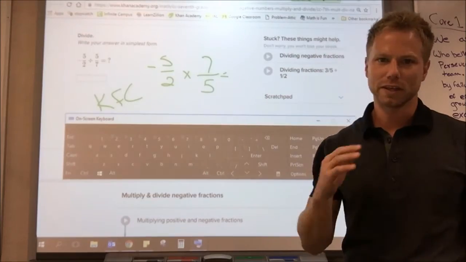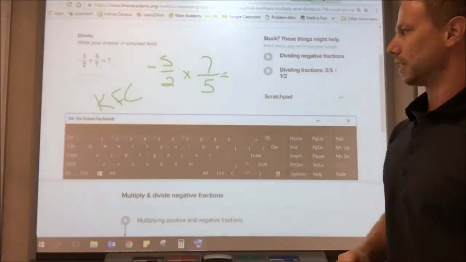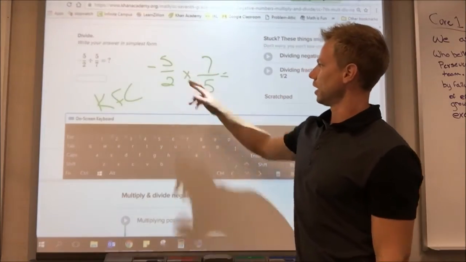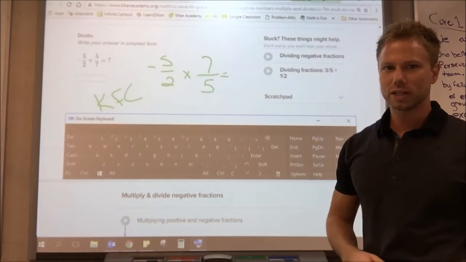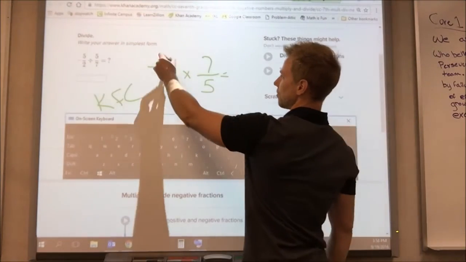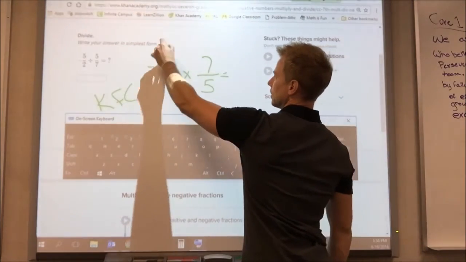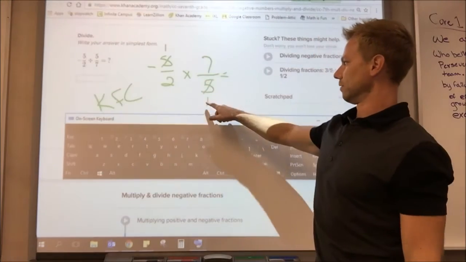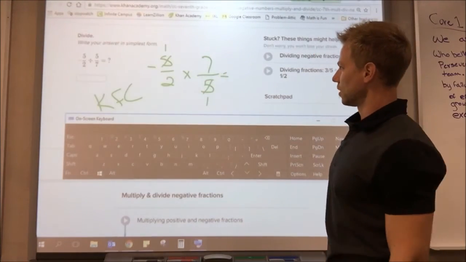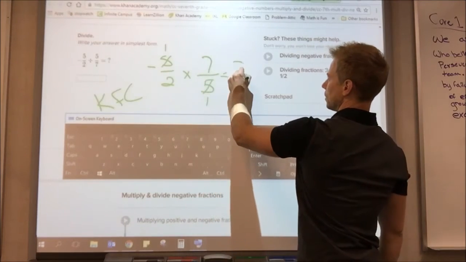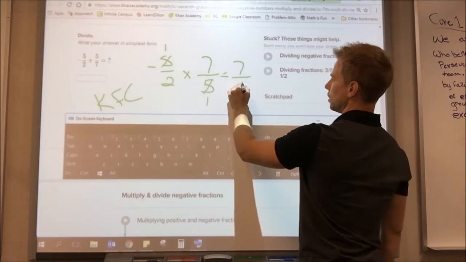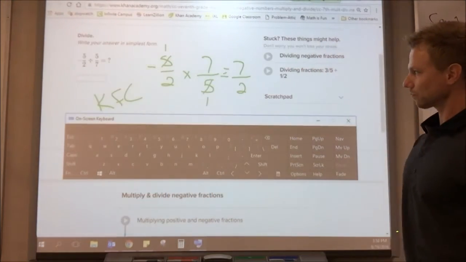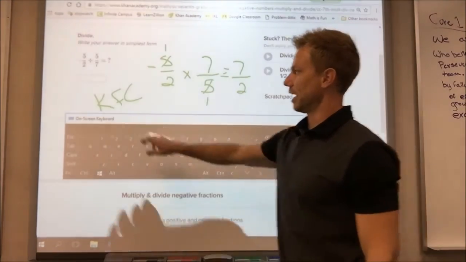Okay, I know you guys have done this for sure in 5th and 6th grade already, so this should be familiar, KFC. Once we keep, flip, change, now we can see if we can reduce or simplify anything, and I see a 5 on the top and a 5 on the bottom. I can cancel those both into 1s, because 5 divided by 5 is 1. There's nothing else that will simplify, so I do 1 times 7, which is 7, 2 times 1, which is 2. Don't forget, a negative times a positive is a negative, and I end up with -7/2.